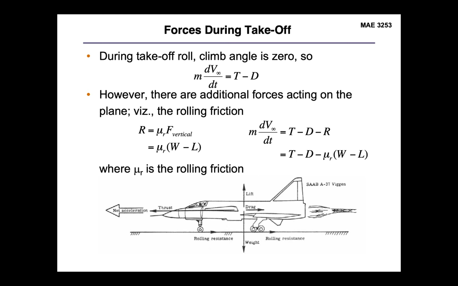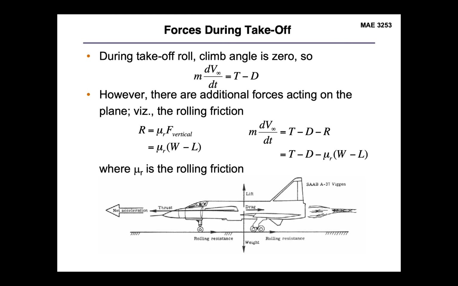Now, there are some additional forces acting on the aircraft. Namely, we have the rolling friction, so that's retarding the motion of our aircraft. That's going to be the vertical force acting downwards, and so that's going to be a function of both the weight and the lift that we're generating on the aircraft times our rolling friction coefficient. So we'll have to add that into the equation as well.